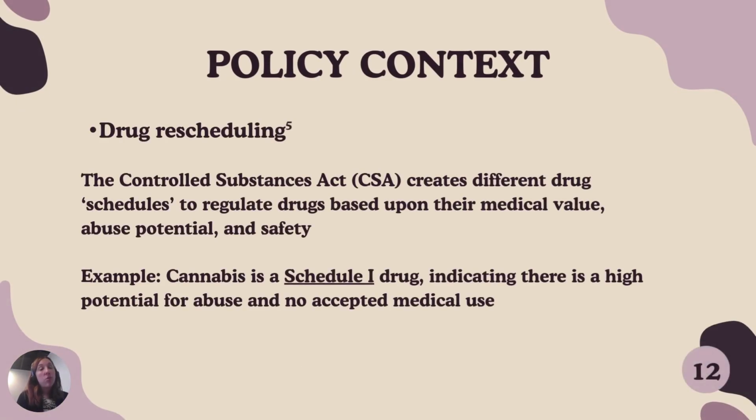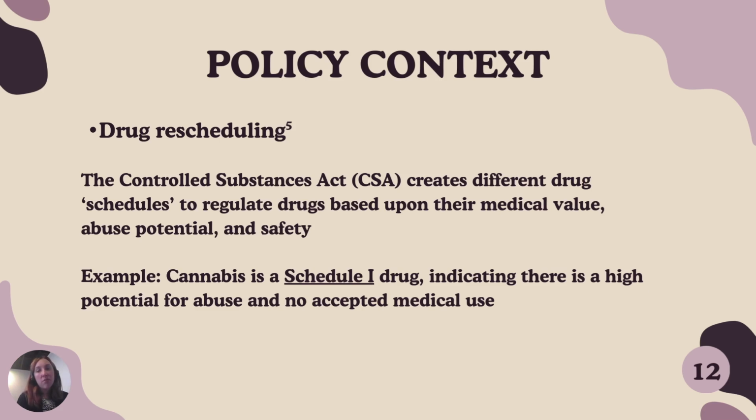I think it's also important to address this idea of drug rescheduling. So the Controlled Substances Act creates different drug schedules to regulate drugs based on their medical value, abuse potential, and safety, right? So cannabis in particular is a Schedule 1 drug, which may be surprising, which indicates there's a high potential for abuse and no accepted medical use. This is still, despite the fact that we have medical cannabis in a lot of states, what the scheduling looks like.